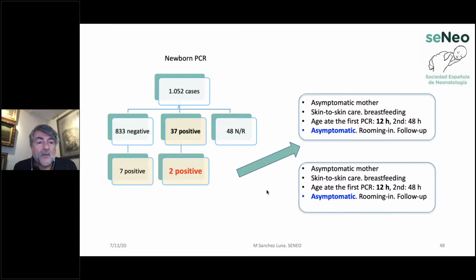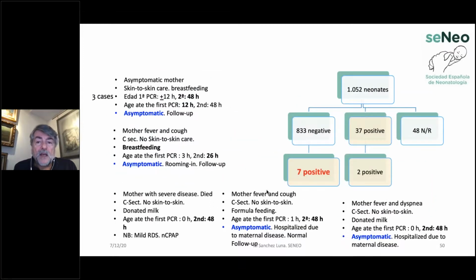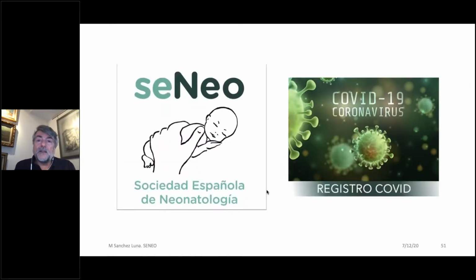From the 833 babies who were negative, 7 turned positive in the second test. And these 7 were, most of them, as you can see in the slide, asymptomatic. Only 1 baby began to have symptoms, but with a very mild respiratory distress syndrome treated with nasal CPAP. So all the babies who turned positive in the second test were doing very, very well.